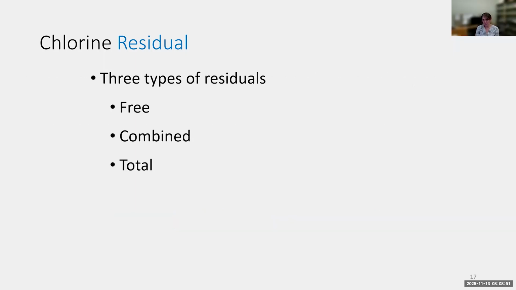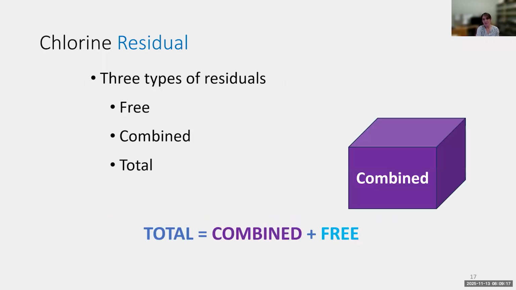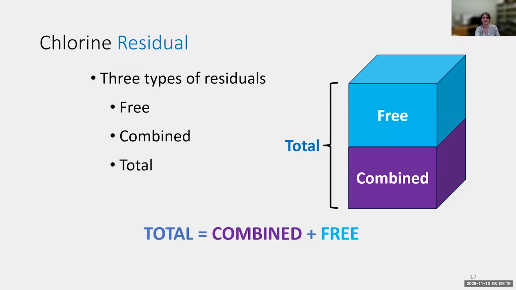There are 3 types of chlorine residuals. The first is the free chlorine residual. Free chlorine is the amount of chlorine available to disinfect water, and it's the most effective form of chlorine to have in your system. We get combined chlorine when free chlorine combines with nitrogen compounds to form chloramines. And the total chlorine residual is the amount of free chlorine plus the amount of combined chlorine in the system. So total equals combined plus free.